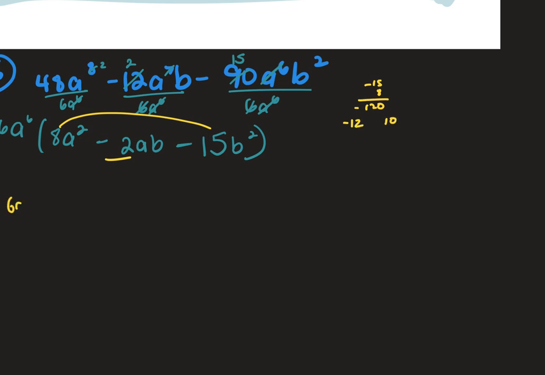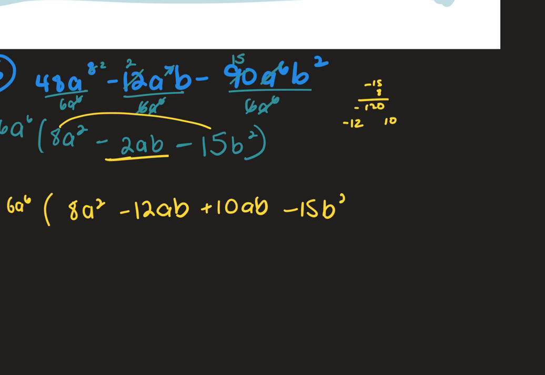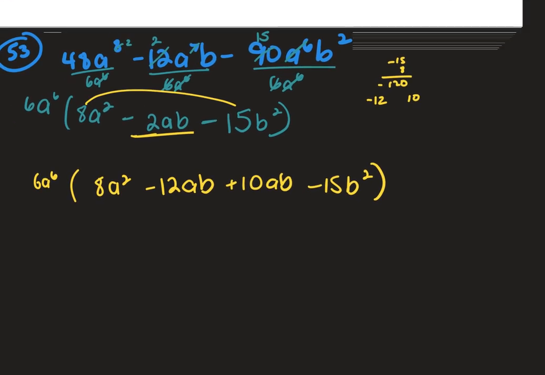That 6a to the 6 is going to stay on the front, but now I'm going to replace that middle term with the negative 12 and the positive 10. So 8a squared minus 12, they both get an ab, plus 10ab minus 15b squared. And then I'm going to factor by grouping. So the 6a to the 6 still stays on the front.